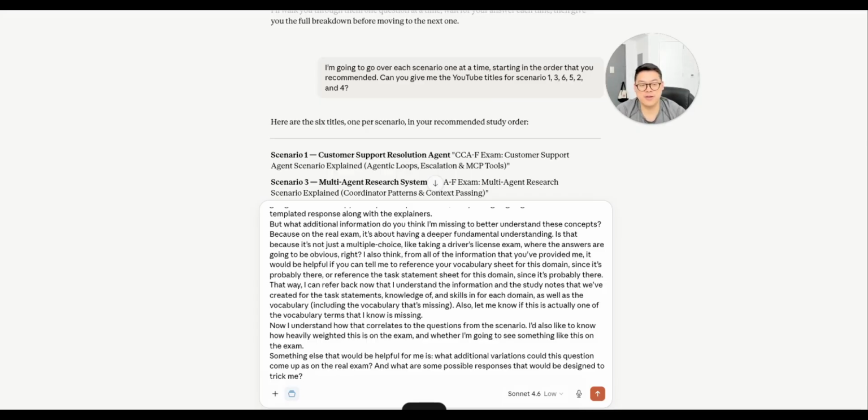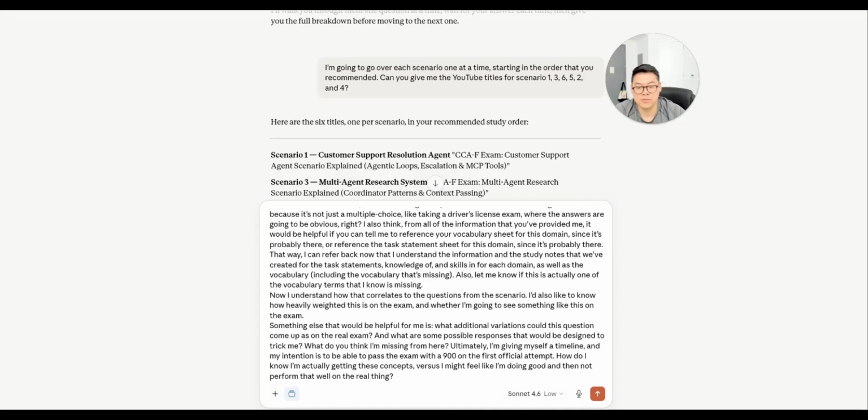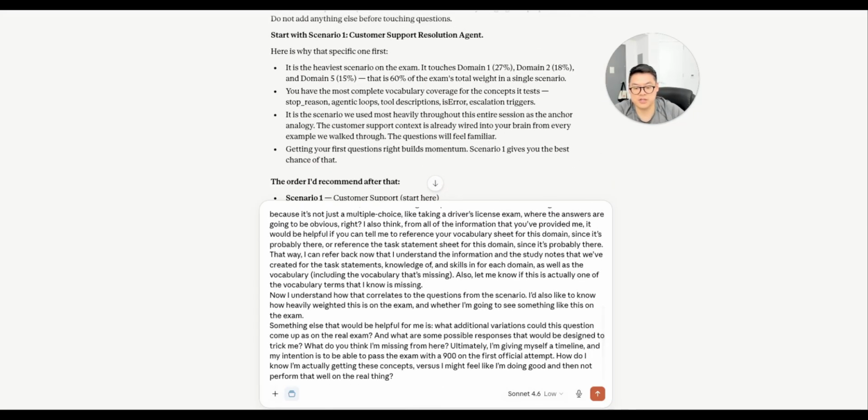Because ultimately, I'm giving myself a timeline, and my intention is to be able to pass the exam with a 900 on the first official attempt. How do I know I'm really getting these concepts, versus I might feel like I'm doing good, and then I actually might not perform that well on the real thing? So I have all this context here. Again, I also want to stress, what do you think is going to be missing?